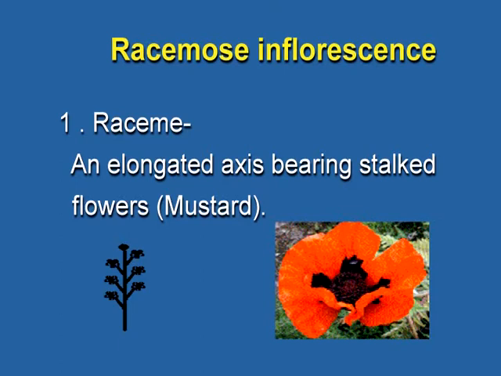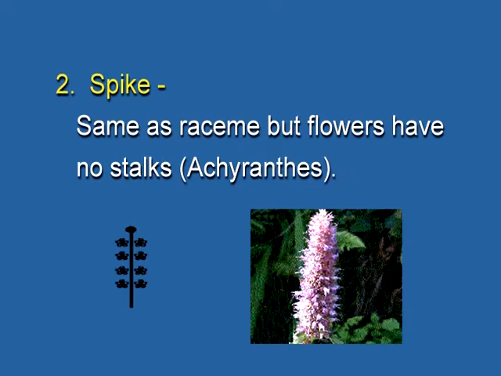It is present in the mustard. Now we see in the diagram, this is the diagram of the raceme inflorescence. Now next racemose inflorescence is the spike inflorescence.